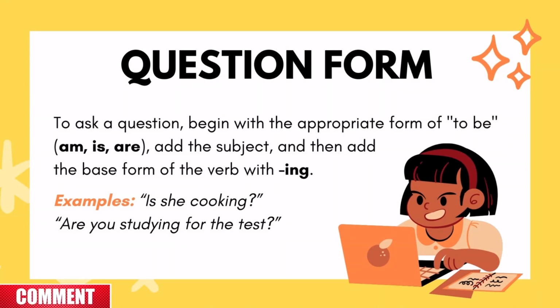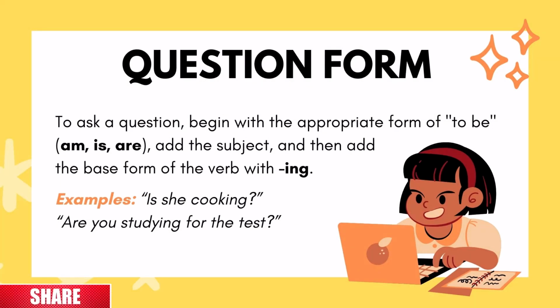Question form. To ask a question, begin with the appropriate form of to be, am, is, are. Add the subject, and then add the base form of the verb with ing. Examples: is she cooking? Are you studying for the test?